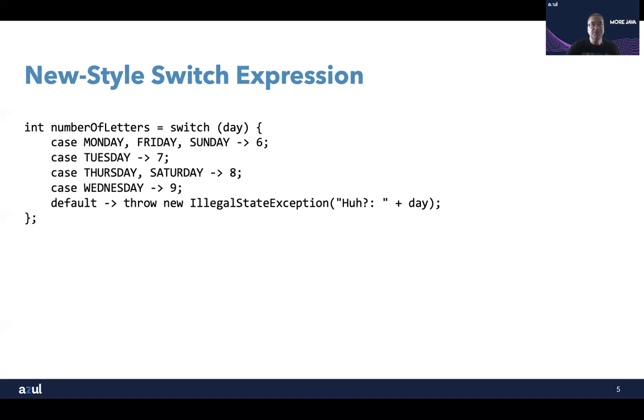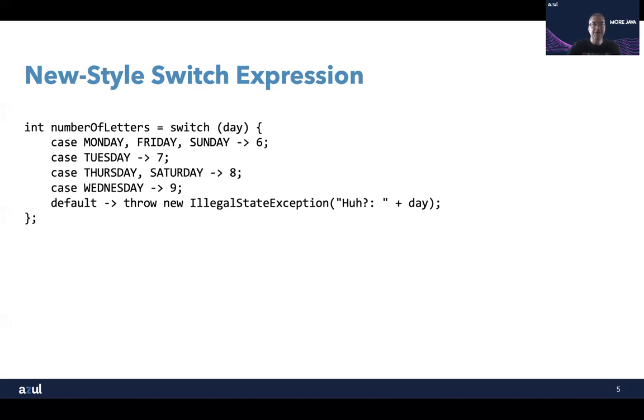Here, we switch on day, and then we've got case Monday, Friday, Sunday. This in itself is a massive change. I find it very difficult to believe that it's taken us 25 years to figure out that we could put the values that we want to switch on in a comma separated list rather than having case Monday, case Friday, case Sunday. Okay, well, anyway, that's really good.